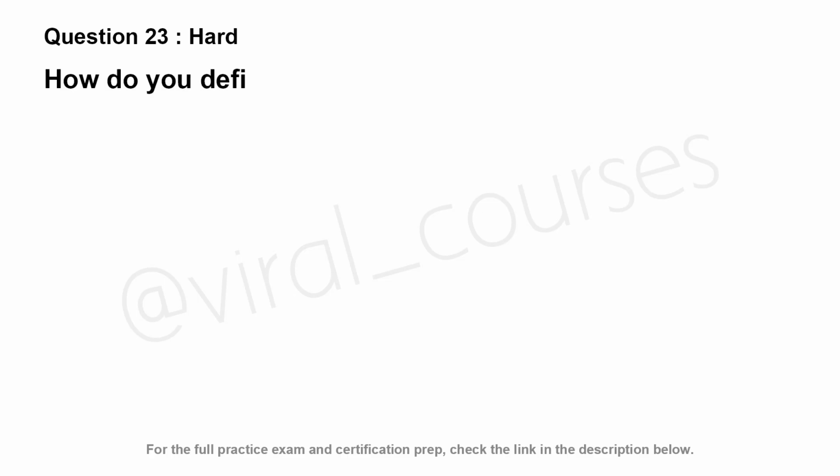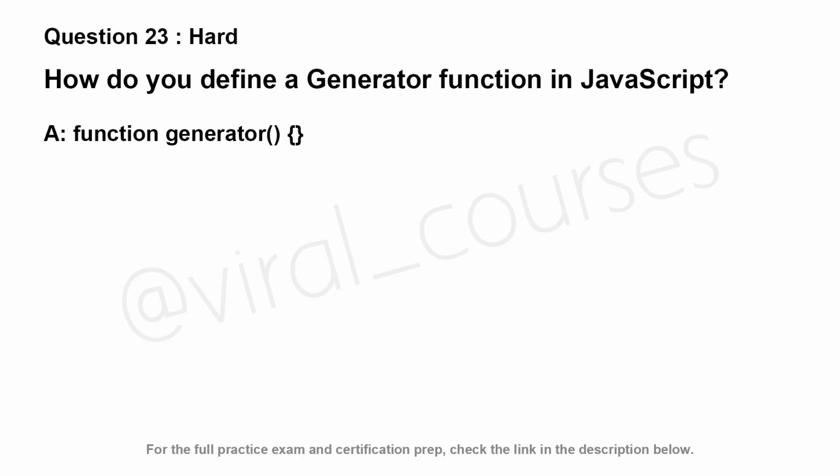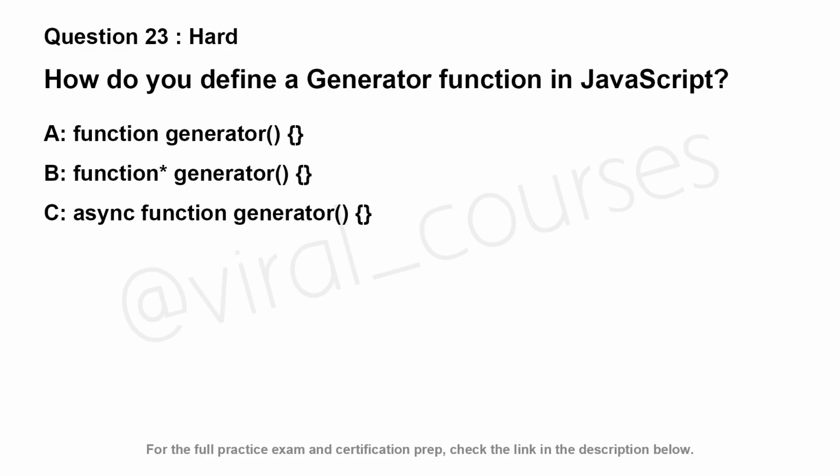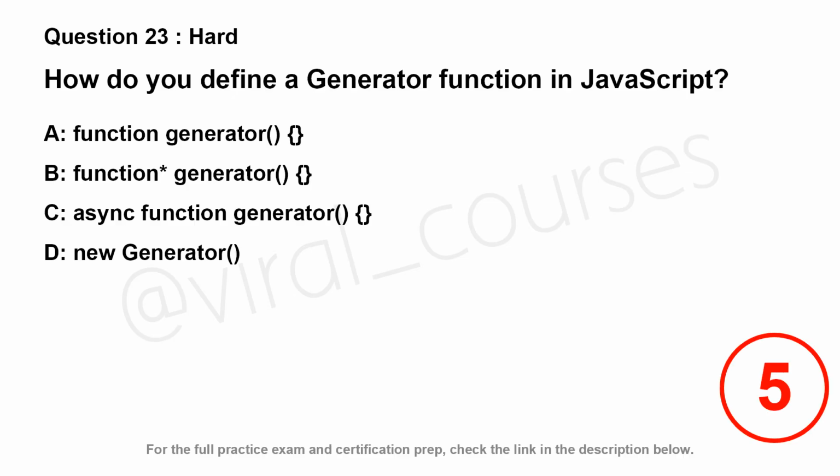How do you define a generator function in JavaScript? Option A. function generator, opening curly bracket, closing curly bracket. Option B. function* generator, opening curly bracket, closing curly bracket. Option C. async function generator, opening curly bracket, closing curly bracket. Option D. new generator.